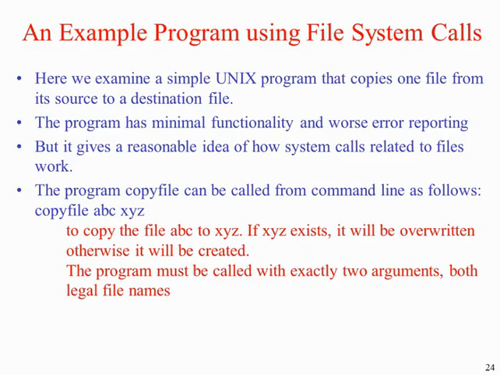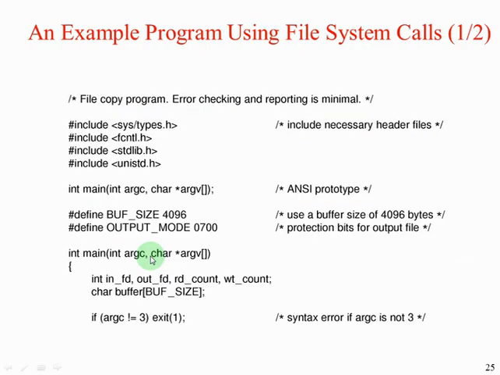Now let us say you have a program called copy file, which can be called from command line as follows: copy file abc xyz. This simply says that you're going to copy the content of file abc to xyz. Now if file xyz exists, it will be overwritten, otherwise it will be created. The program must be called with exactly 2 arguments, both legal file names.